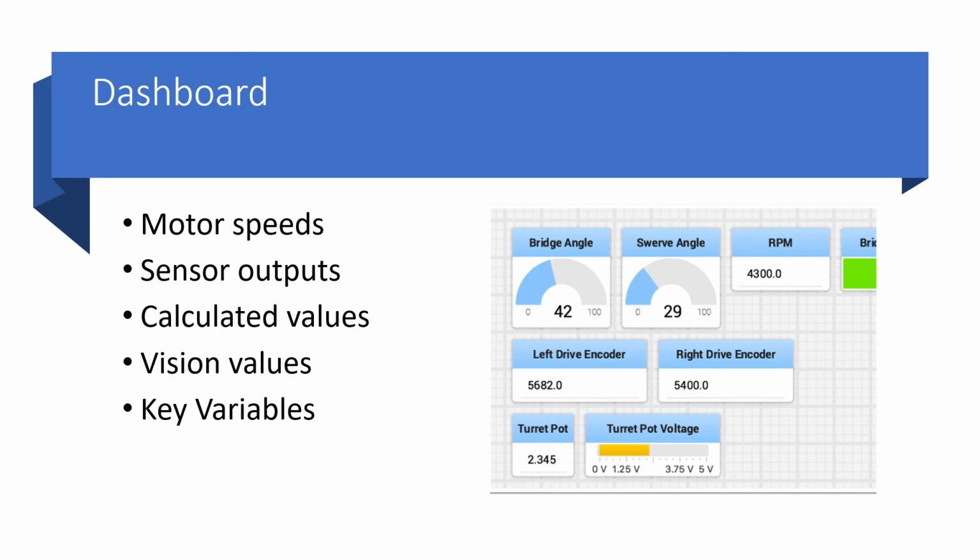Now in our subsystems, all of them do have a method to output to the smart dashboard. Things to output are motor speeds, sensor outputs, and calculated values from, like, a really complex formula to make sure that your formula isn't broken. Usually vision values from the Limelight and key variables that you just want to monitor. And this definitely helps with troubleshooting your program and seeing if it's your program that's messing up or if it's a sensor that's messing up.